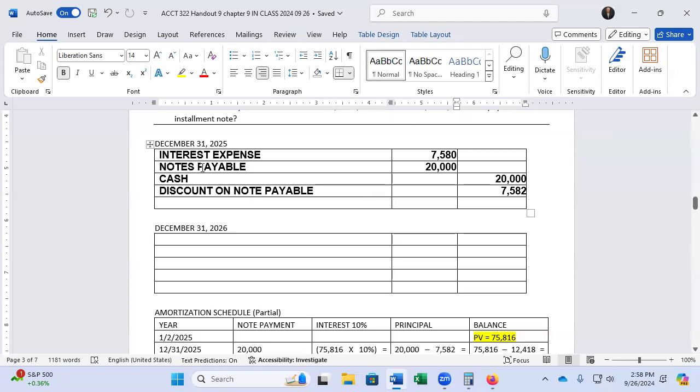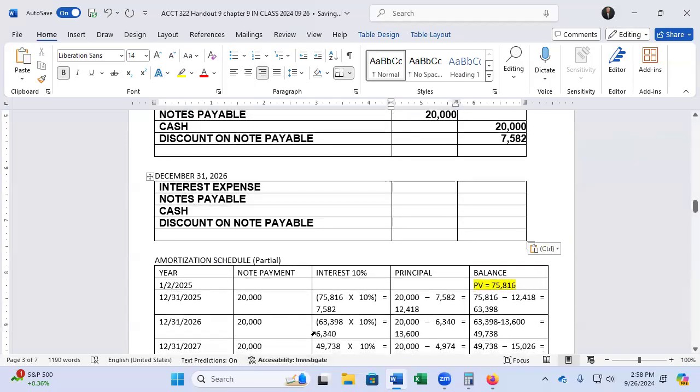Okay, so our entry is going to look exactly the same, but our numbers are going to change and we're going to pull them from the 2026. So we have interest expense, 6,340. The notes payable, 20,000. Cash paid out is 20,000. And the discount on notes payable, 6,340. Any questions there?